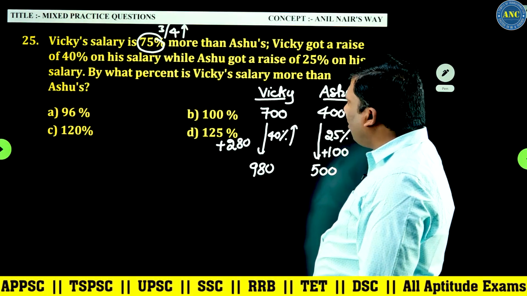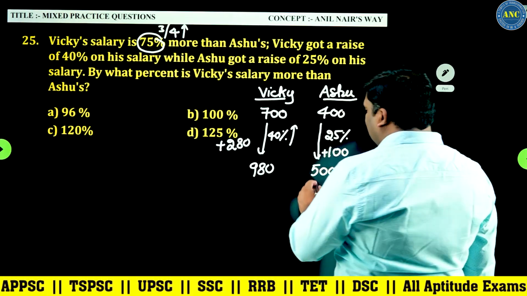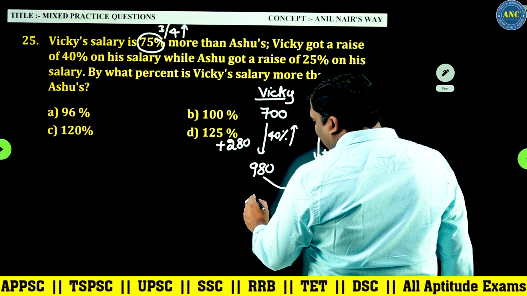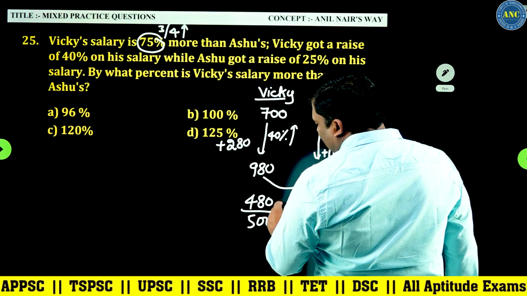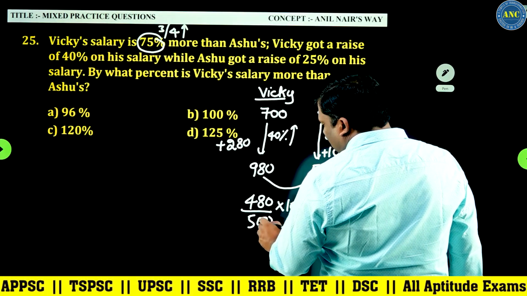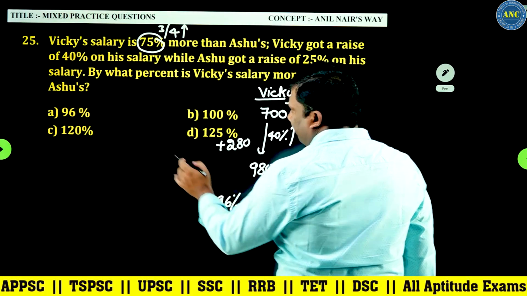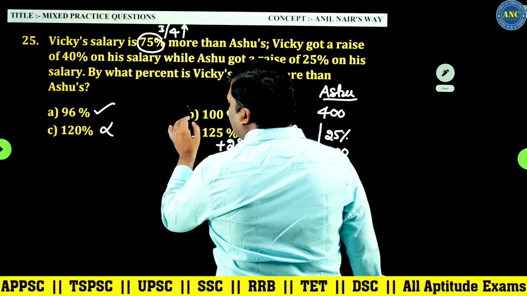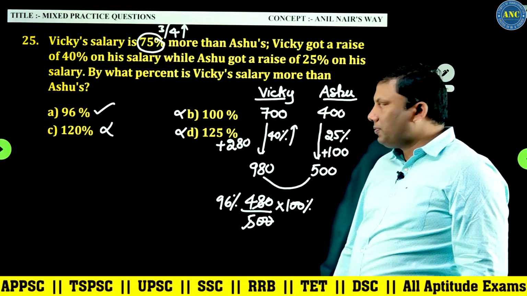Next one. By what percentage is Vicky's salary more than Ashu's salary? So this is 480 more on how much? On 500, into 100. 2 zeros, 2 zeros. 96%. Answer for this question is option A.